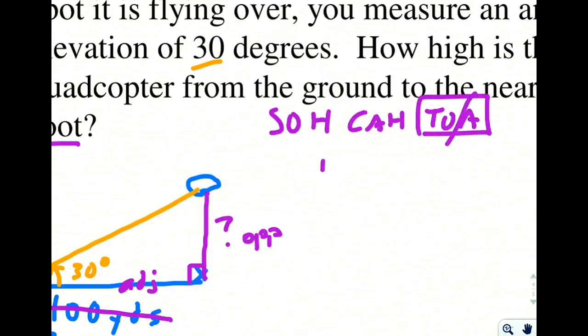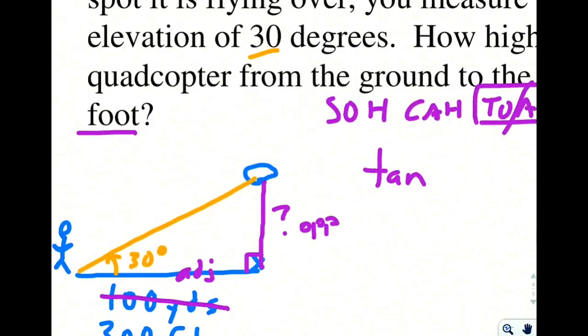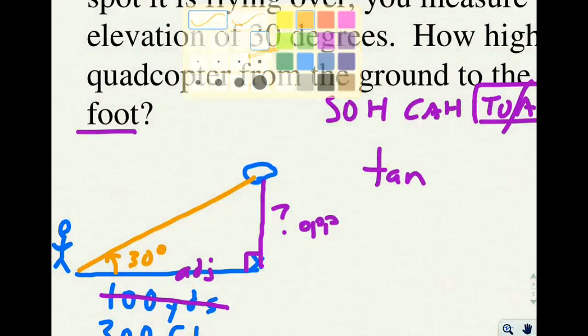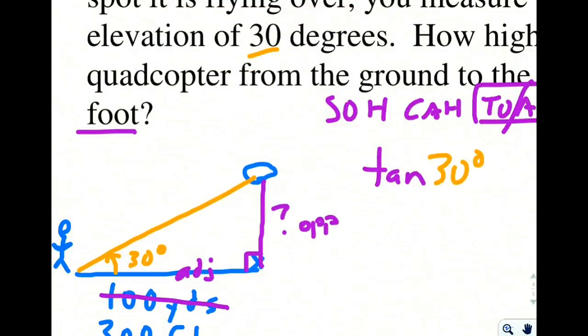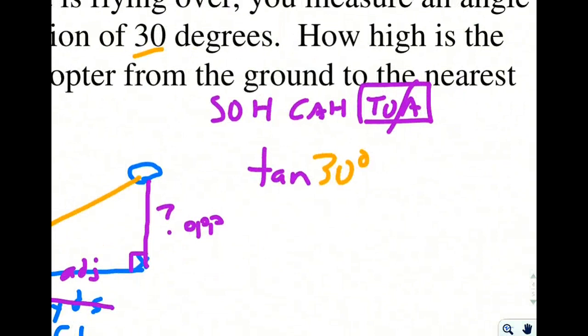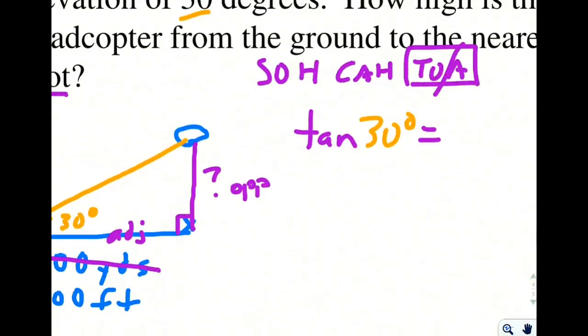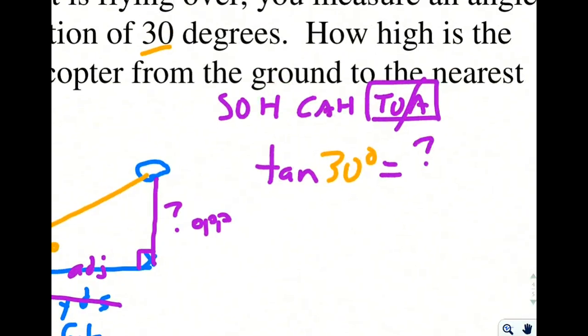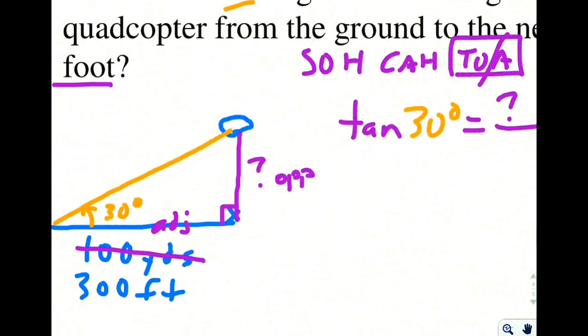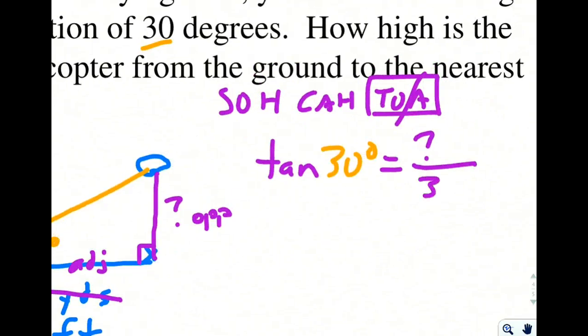So tan of our angle, which is 30 degrees, is going to be equal to our opposite over adjacent. Opposite is our unknown. Adjacent is our 300 feet. Now, since we want to get our unknown alone, that's our whole point here, is to solve for that, we need to get rid of that 300.